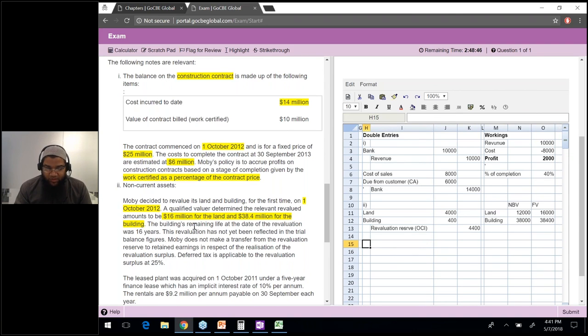And then the question further says that the building remaining life at the date of revaluation was 16 years. So I'm going to charge the depreciation of the building into cost of sales. And I know that the plant will also be depreciated. So the value of the building was 38,400 divided by its life of 16 years. So the total depreciation in the building is 2,400 and I'm writing the sum so that whenever I charge the depreciation on plant, my cost of sale will automatically be updated. It is not necessary because all workings that we are doing are already in triple zeros.